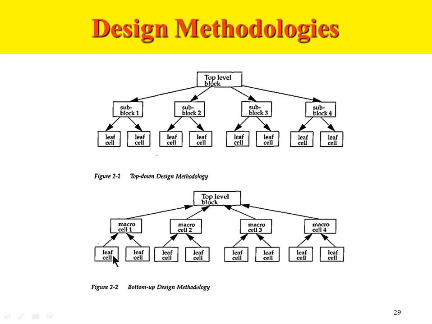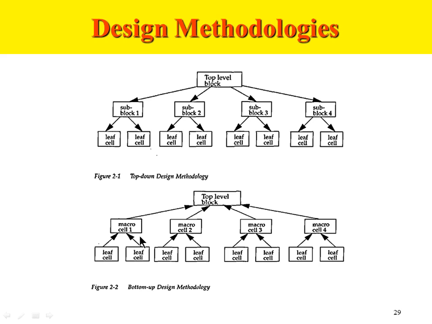Maybe one team is assigned macro 1, the second team is assigned macro 2, macro 3 goes to the third team, and macro 4 goes to the fourth team. And one of the teams, or a separate fifth team, is integrating all of this at the top level. That is typically how it works.